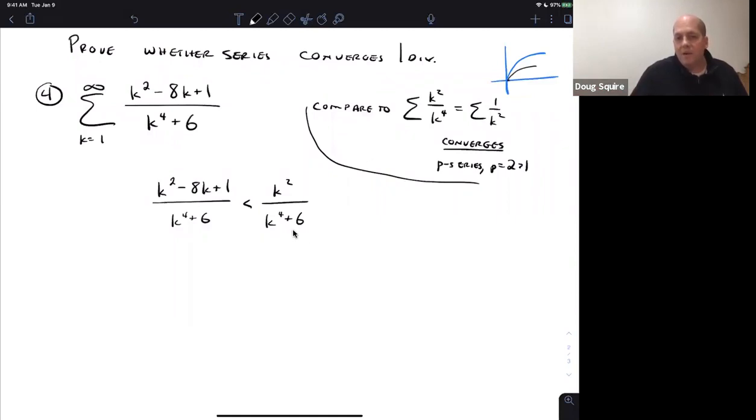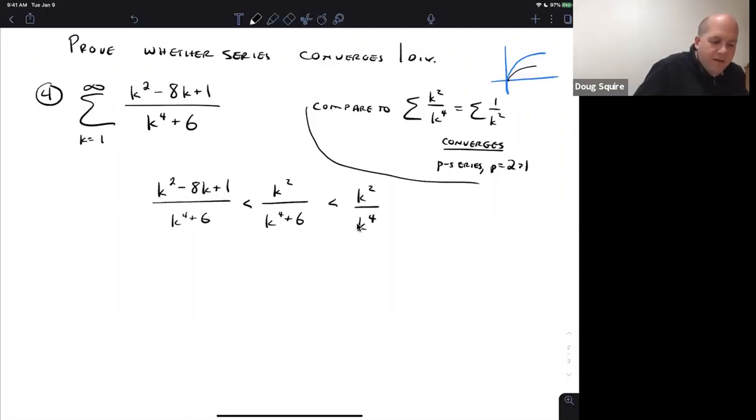Does that make sense to everybody? Okay, in turn, that is less than k squared over k to the fourth. How do I know for sure that that's true? The numerators are the same, but the first denominator is bigger than the second denominator. Why does that mean a smaller fraction?